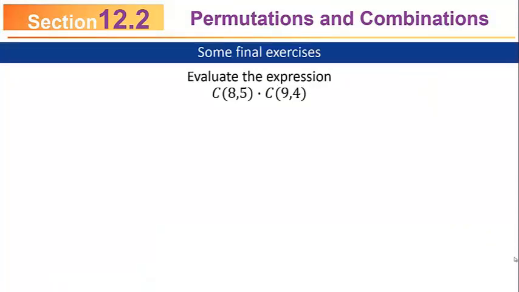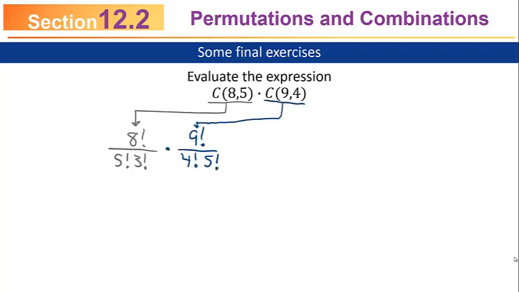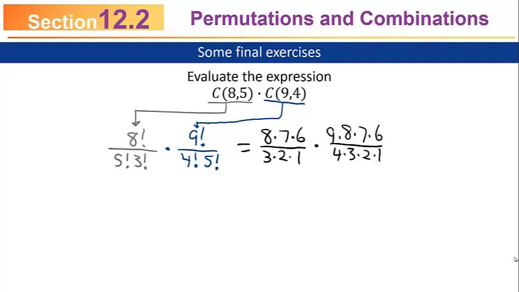As before, we will evaluate each combination separately using the formula and then take the product. So first is a combination of 8 things taken 5 at a time. That's 8 factorial over the product of 5 factorial times 8 minus 5, which is 3 factorial. We've been through this many times. I'm not going to belabor that. The next one is 9 factorial over 4 factorial times 9 minus 4, which is 5 factorial. In other words, 9 factorial over the product of 4 factorial and 5 factorial. To do those, you can either take my advice and do some cancellation.